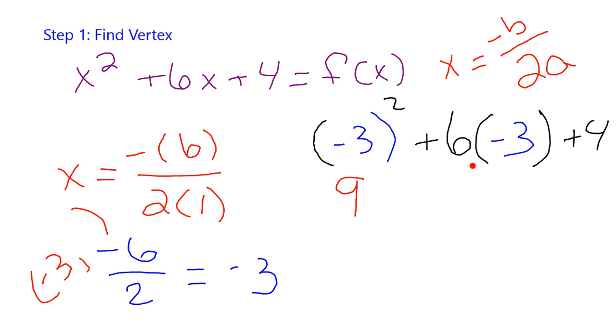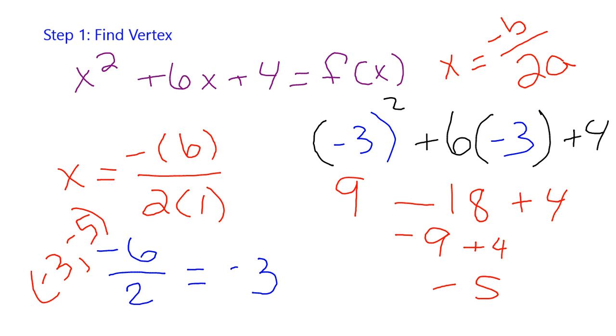Negative 6 times negative 3 is a negative 18. And then a positive 4 at the end. So then I'm going to go 9 minus 18 is negative 9 plus 4 is a negative 5. So my y value is negative 5. So my vertex of this function is negative 3, negative 5. We're going to use that to find a couple more pieces in the problem before graphing.